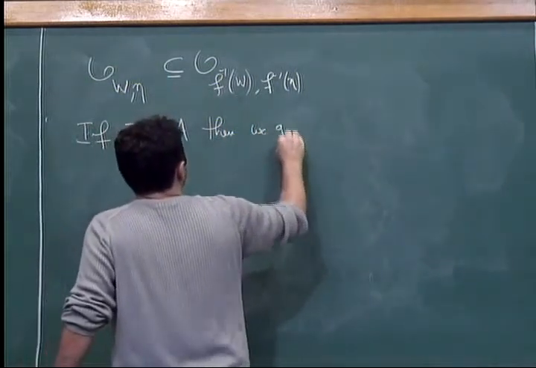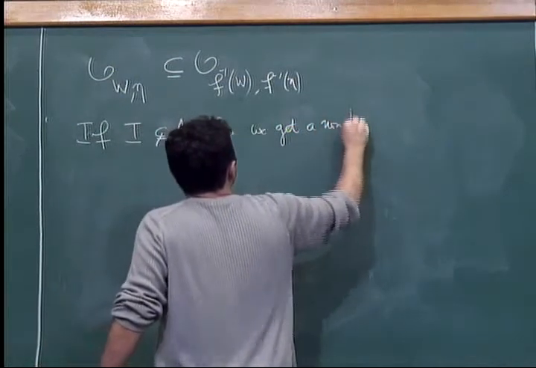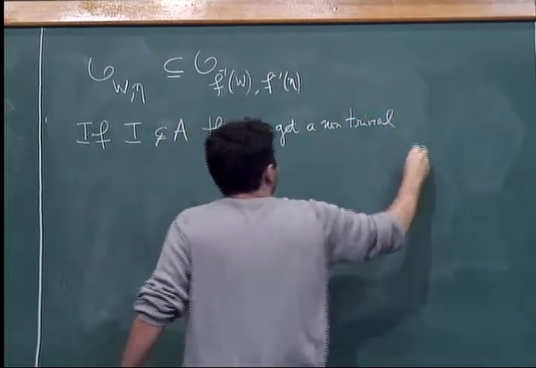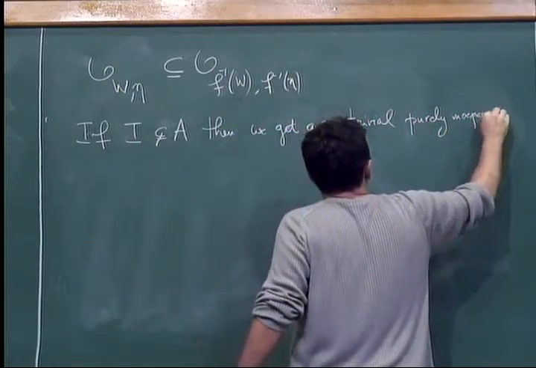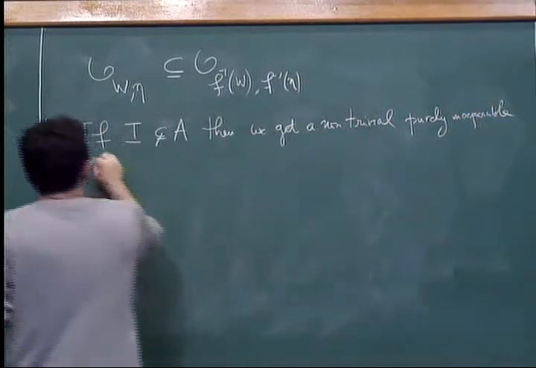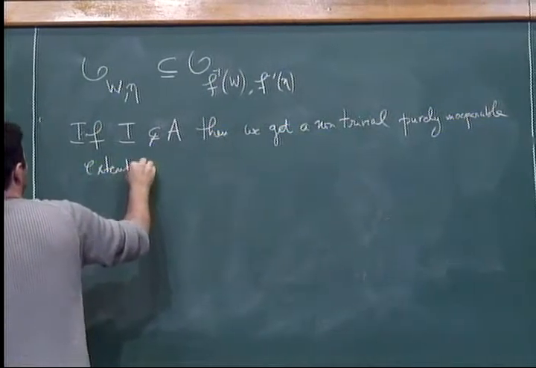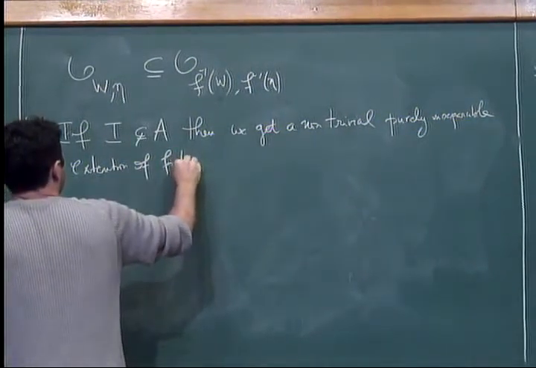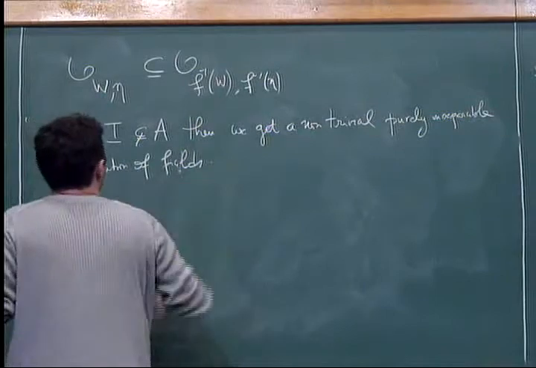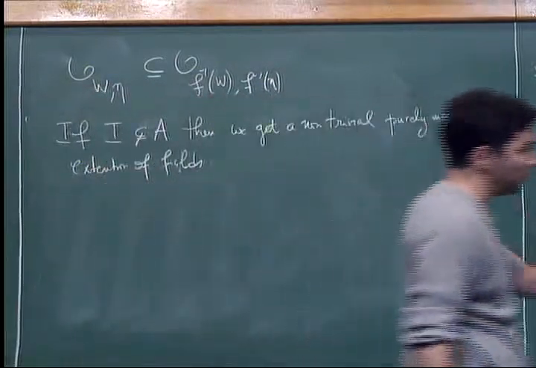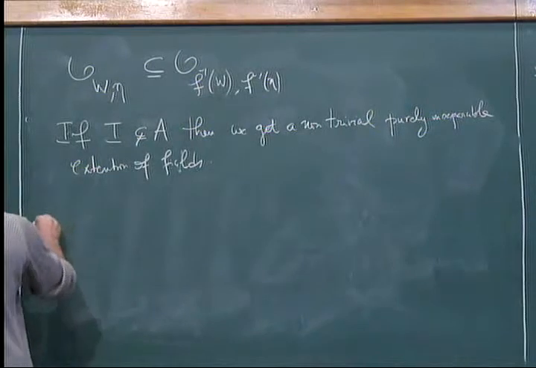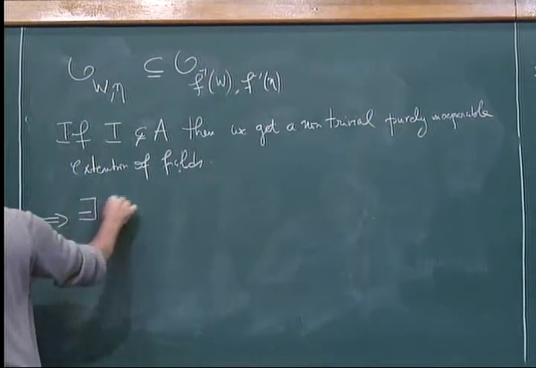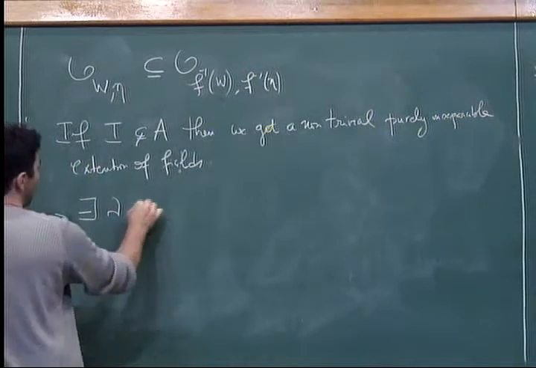we get a non-trivial purely inseparable extension of fields. Here again I use the fact that the map F is bijective. Okay. So this implies that there exists a function, call it lambda.